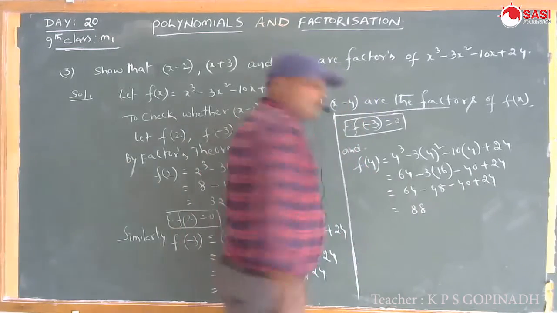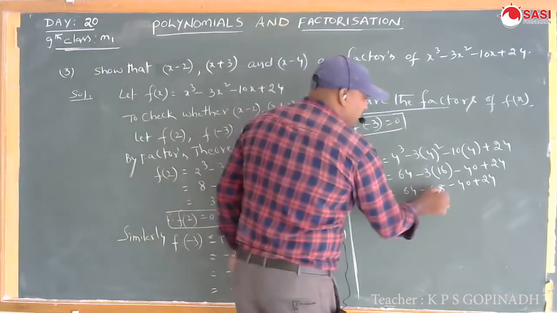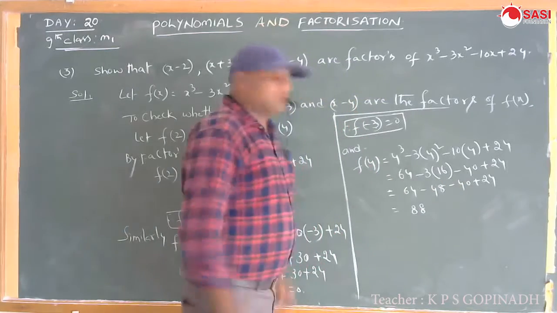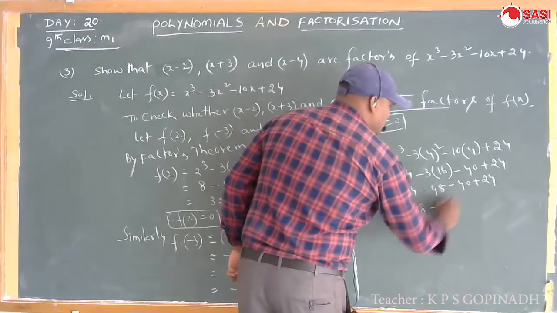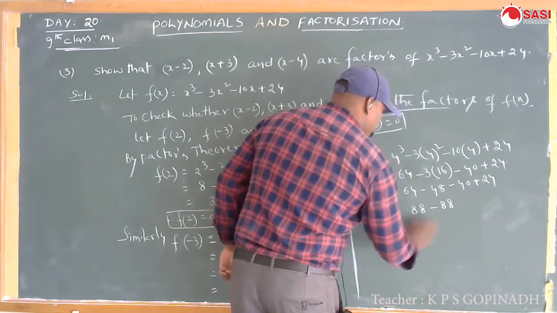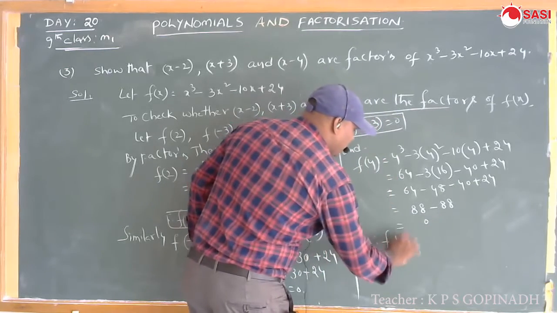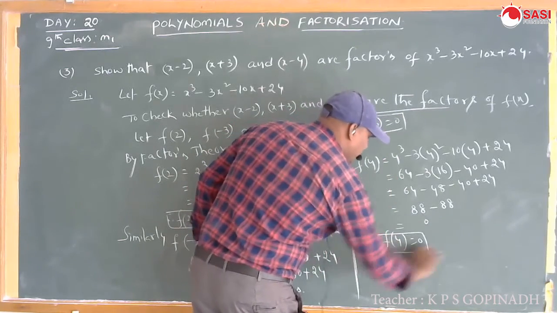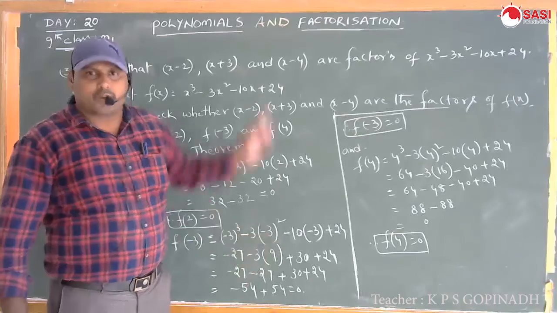88. Next, negative numbers. The negative numbers are minus 48 and minus 40. Their sum is minus 48 minus 40, minus 88, which is equal to 0. So therefore f of 4 also we got 0. So what do you understand?